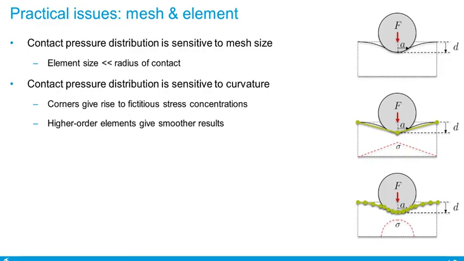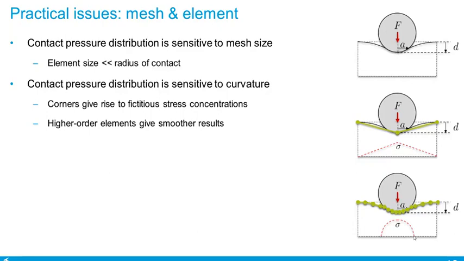The second practical issue that I would like to talk about is the mesh and element type. In contact problems, the pressure distribution is very sensitive to mesh size. Basically, the rule of thumb is that you want your element size to be smaller than the radius of your contact. And this makes sense because here you would expect a very high stress concentration. So this is a general rule of thumb. Whenever you have an area where stress is concentrated, you should use elements of size smaller than the size of the stress concentration area.